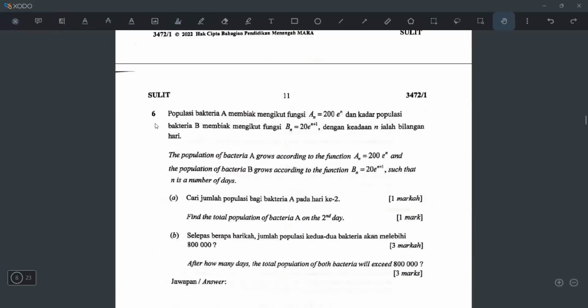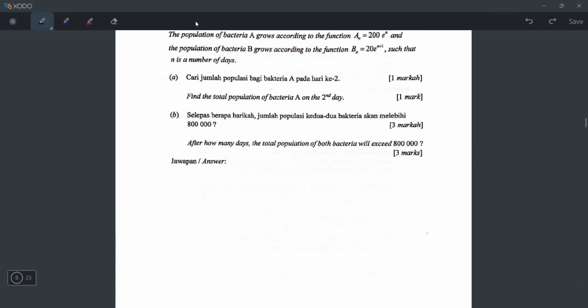Okay, let's continue with question number 6. The population of bacteria A grows according to this function. So this is bacteria A. I think I should write this down, right? So yeah, let's write it down. So A power n equals to 200 E power n. And the population of bacteria B grows according to this function such that n is the number of days. Oh, the n represents number of days.